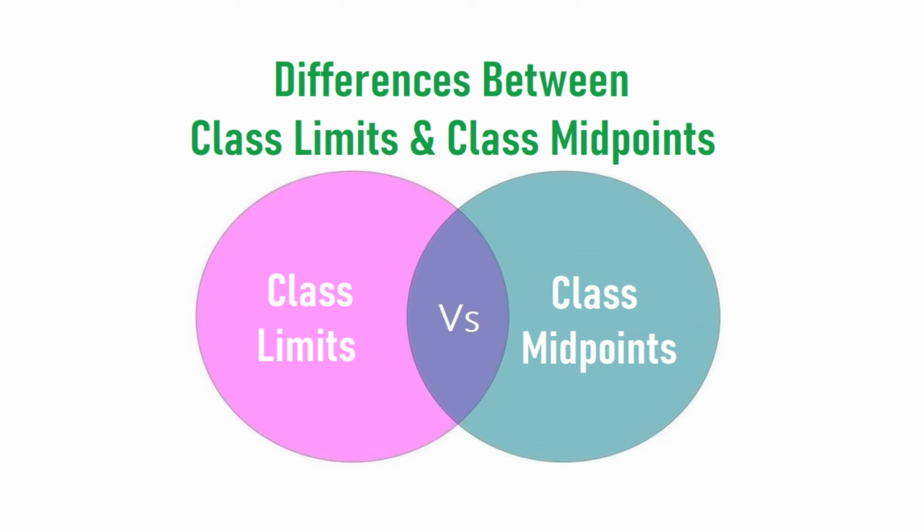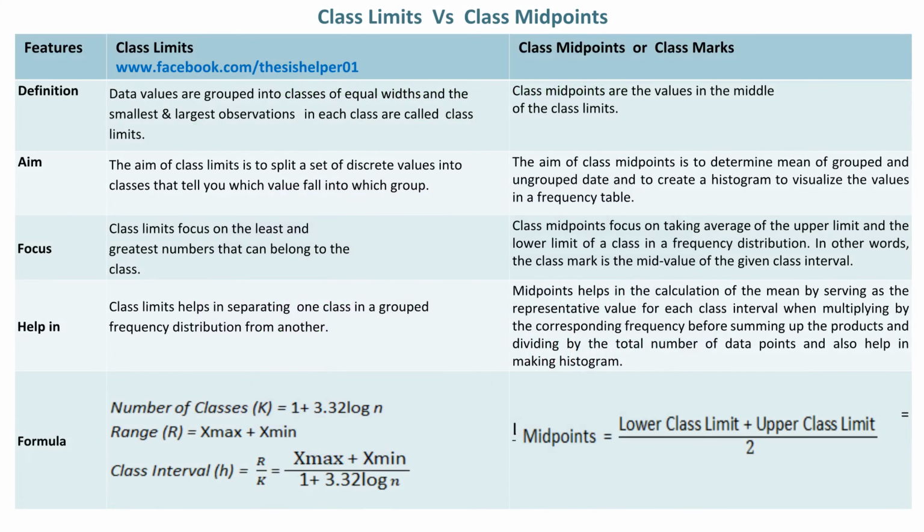Differences between class limits and class midpoints. Class limits versus class midpoints. Data values are grouped into classes of equal widths, and the smallest and largest observations in each class are called class limits. Whereas, class midpoints are the values in the middle of the class limits.